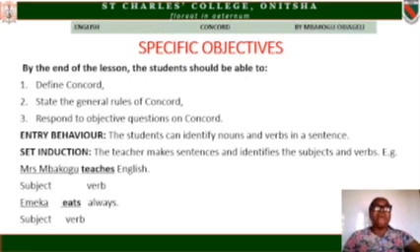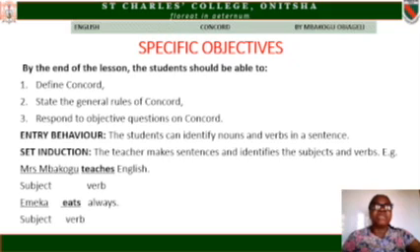Before we go into our presentation for today, it is expedient that you as students and the listeners out there know the aim, what we intend to achieve by the end of this lesson, called the specific objectives. Now, by the end of this lesson, the students should be able to do what? 1. Define CONCORD. Tell us what CONCORD is. 2. State the general rules of CONCORD. 3. Respond to objective questions on CONCORD.